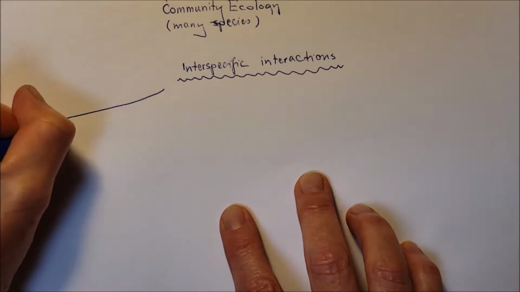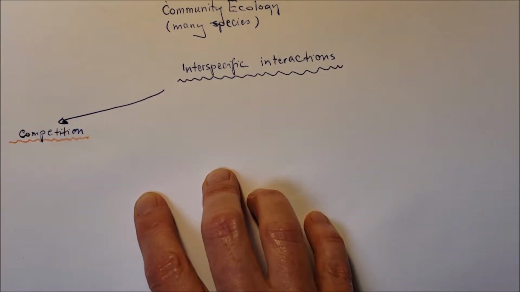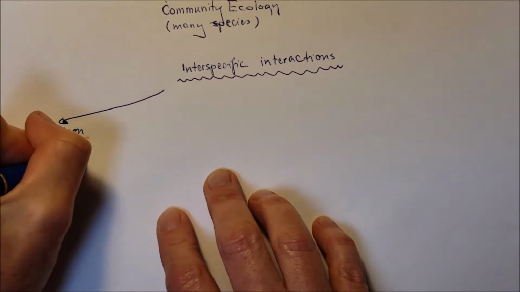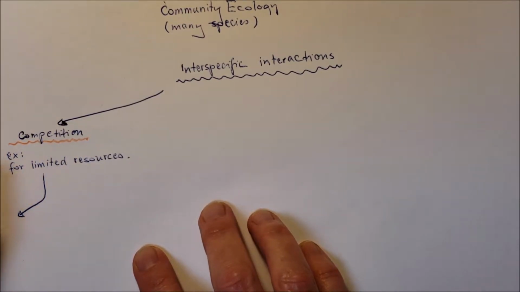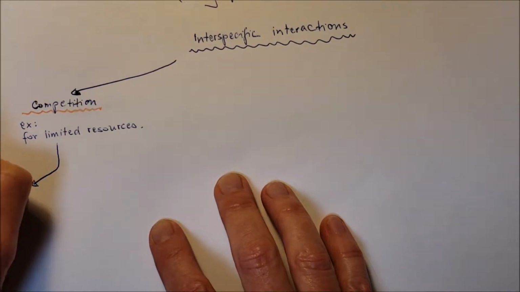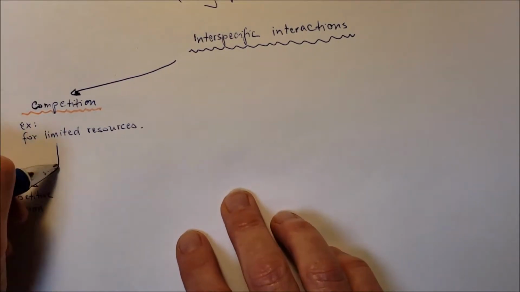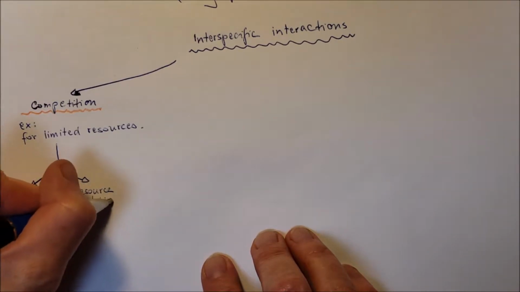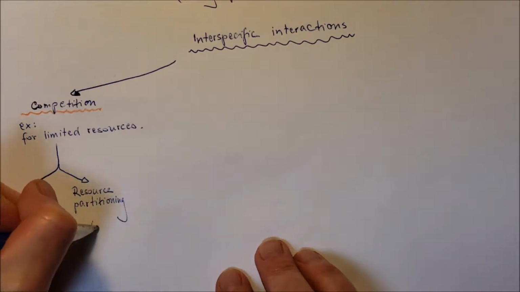It can be competition, for example, coyotes and bobcats living in the same area. They compete for the same prey, and the resource is very limited. It can lead to competitive exclusion. This is one way as the outcome.